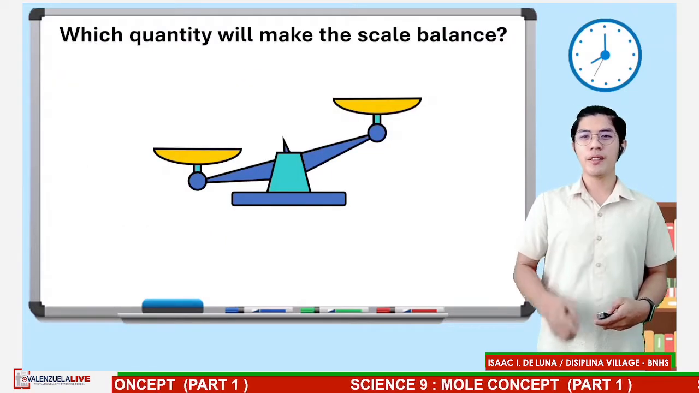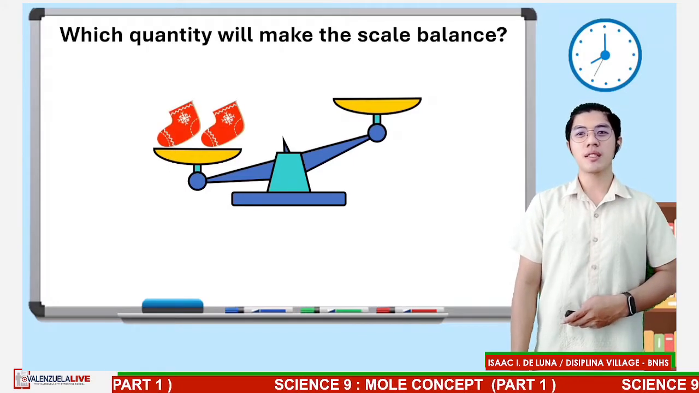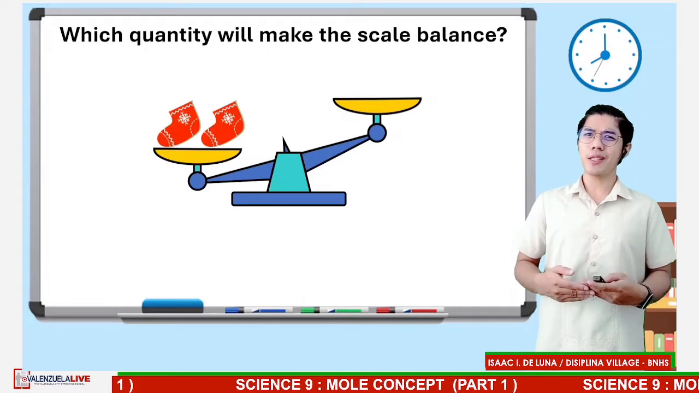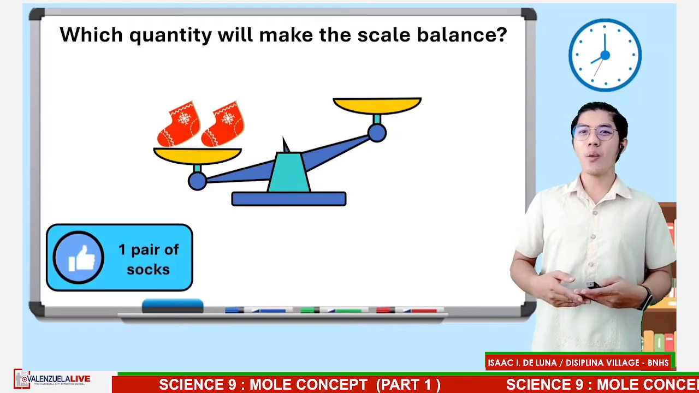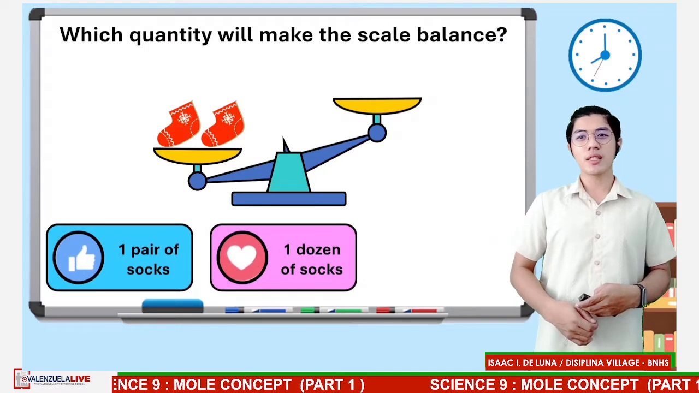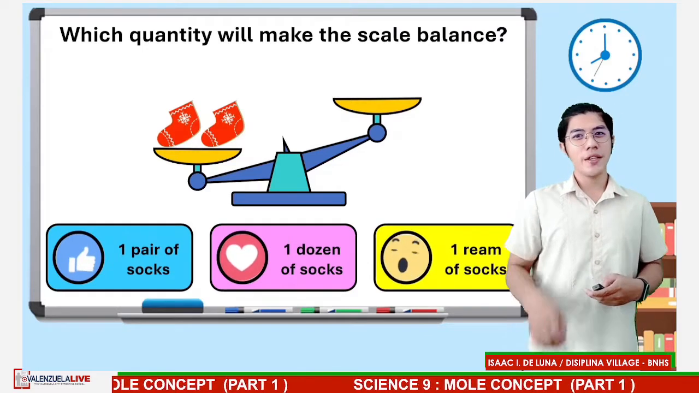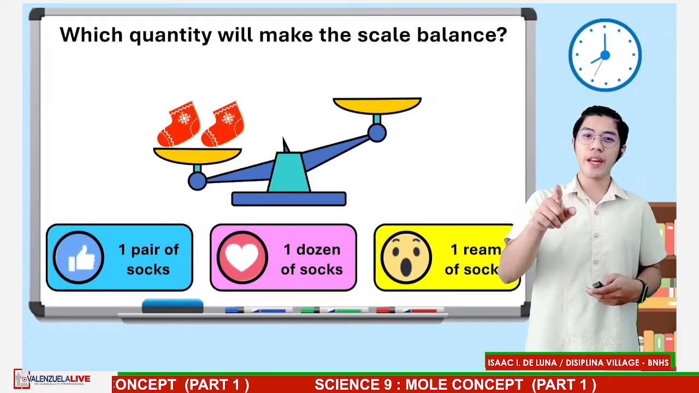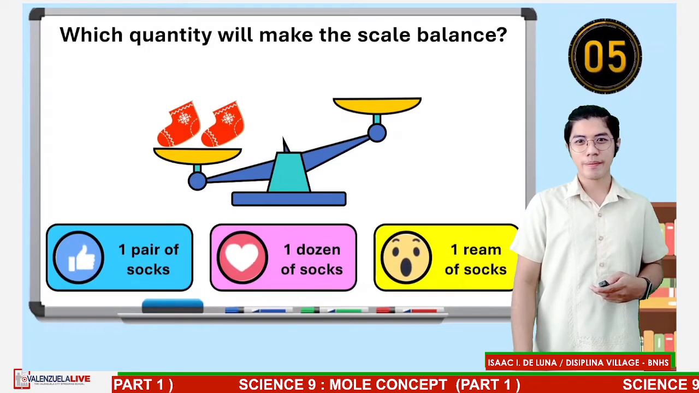For round 1, we have here 2 pieces of socks. So, which quantity below can make the scale balance? Is it 1 pair of socks, heart, 1 dozen of socks, or wow, 1 ream of socks? You have 5 seconds to choose your answer. Timer starts now.